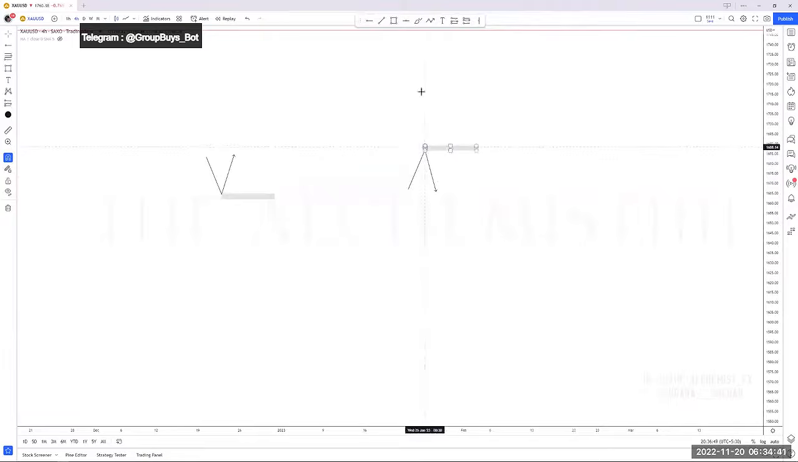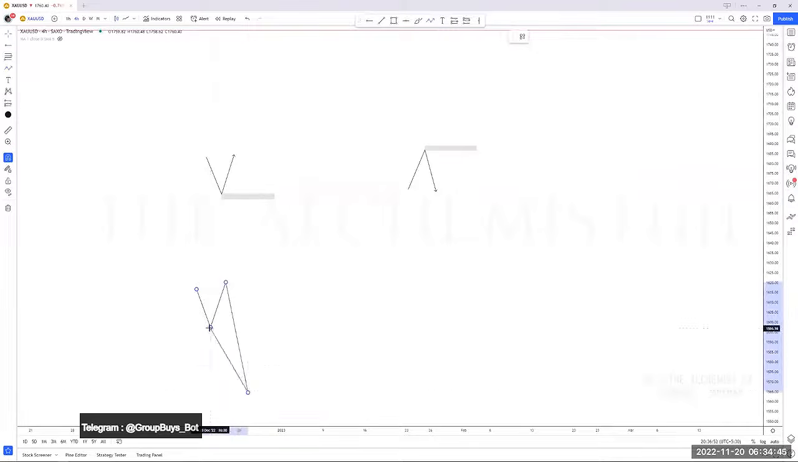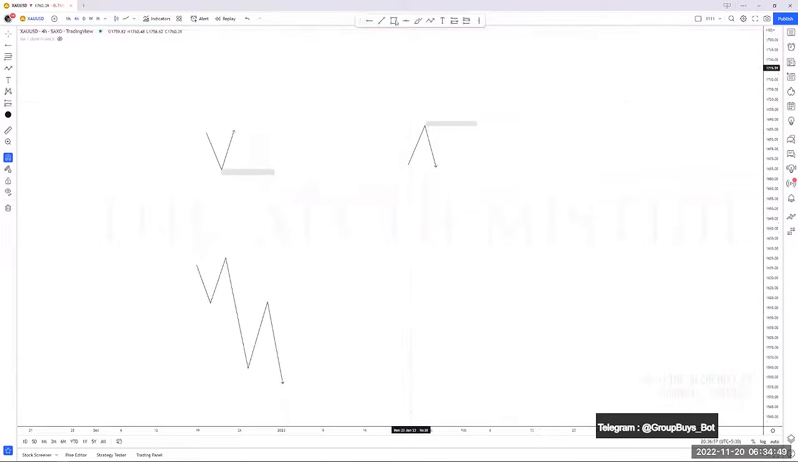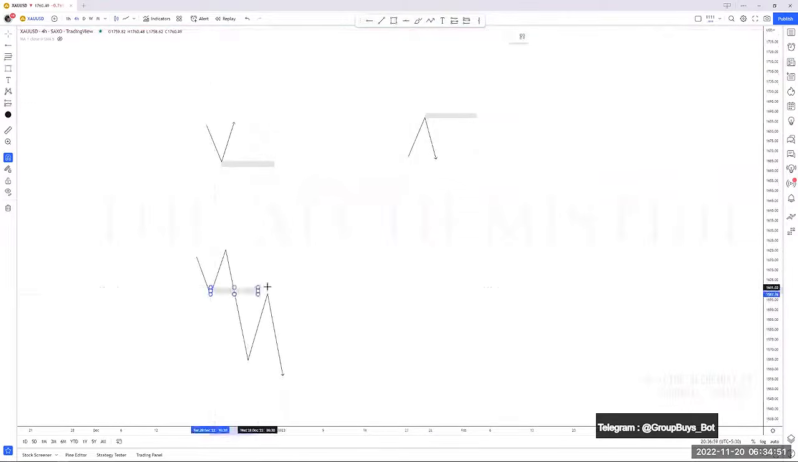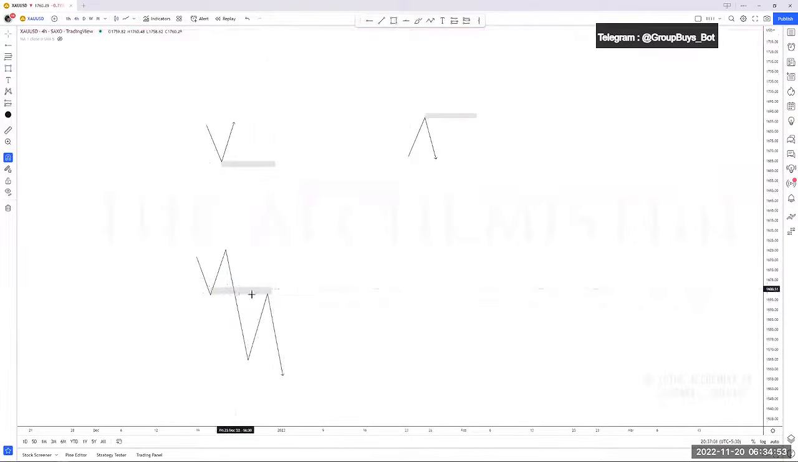will be a resistance. And same thing, if a support breaks, then it turns into a resistance. So we call this right here the SPR, or support broken, it turns into resistance. There is a flip zone.